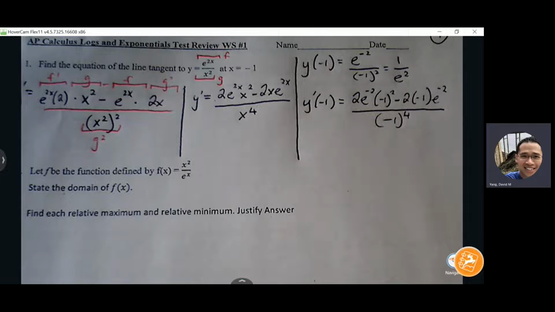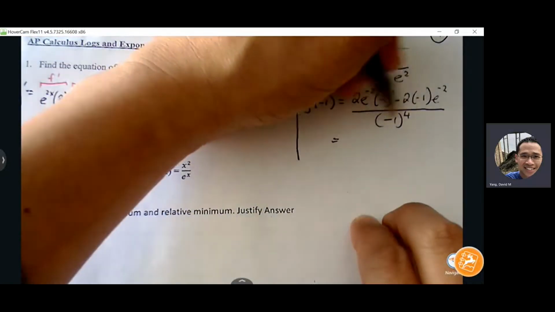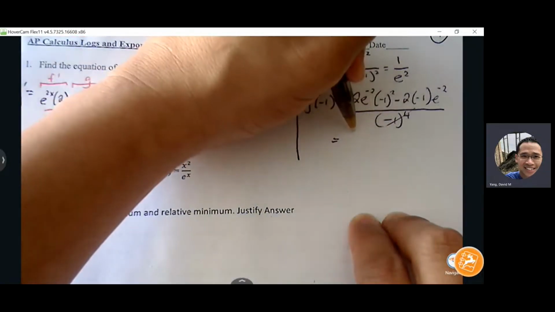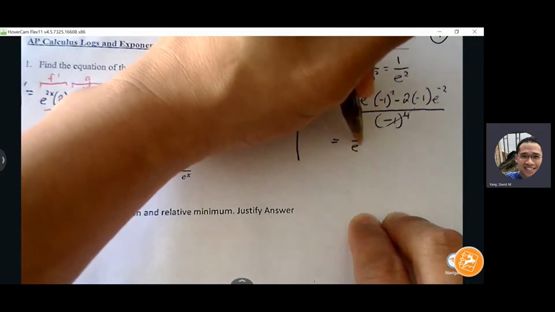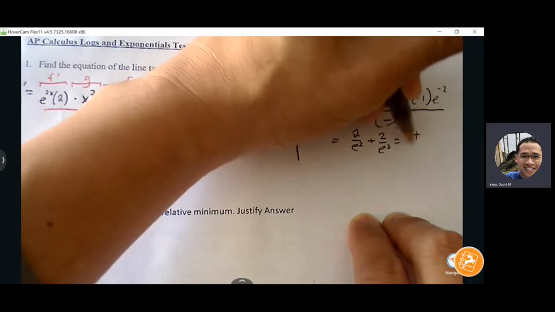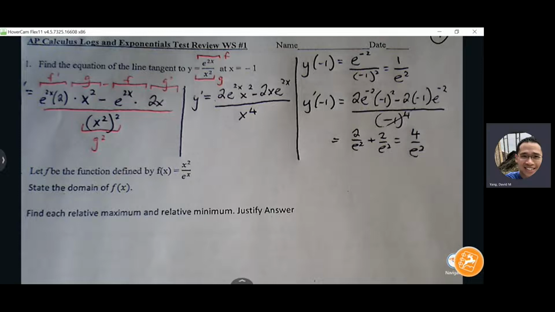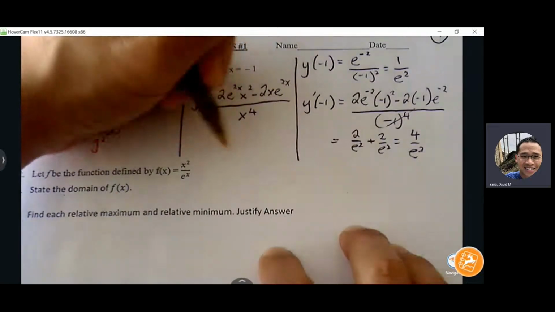All right, do some cleanup. The -1 squared and to the 4th will go away. So this will just go away to 1, so I'm left with 2 over e squared plus 2 over e squared, which is 4 over e squared. Okay, so we have our ordered pair, we have our slope, and now point slope form.